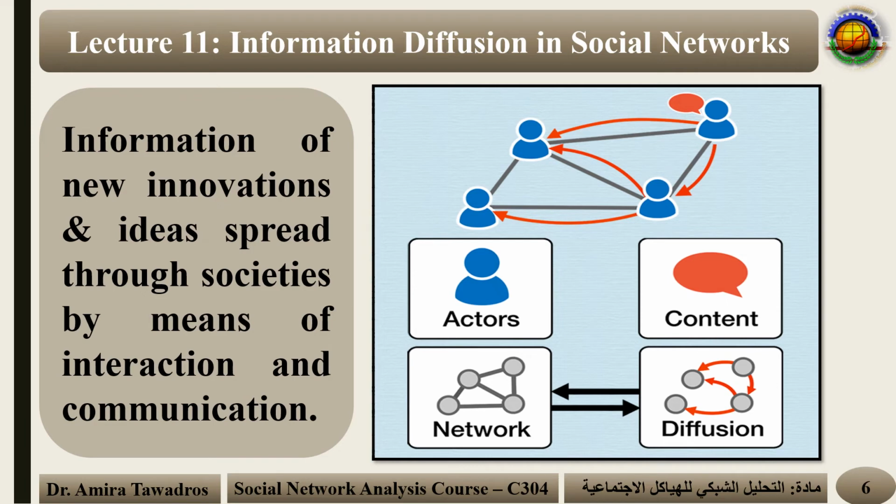So in order for diffusion to happen, we need actors, we need people, to be there, and a content or a message that will be delivered from one person to another. We also need a network of interactions, or a social network, and through these networks the diffusion process will happen from one individual to another, transferring this message or diffusing this idea.